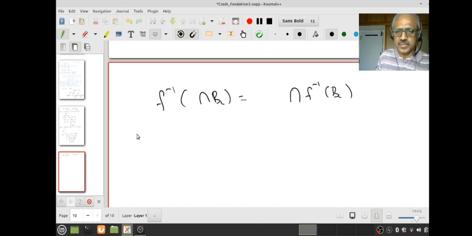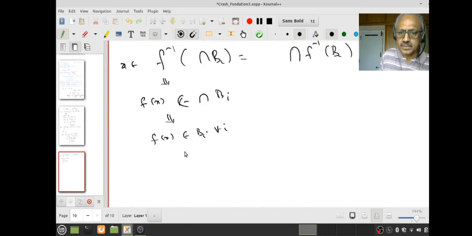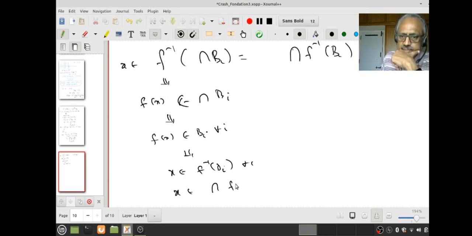Okay, again the same thing. Let x belong to this. That implies f(x) belongs to the intersection of Bi. This implies f(x) belongs to Bi for all i, right? This implies x belongs to f inverse of Bi for all i. f(x) belongs to Bi if and only if x belongs to f inverse of Bi. These are all if and only if, but I am writing it only one way. So this means x belongs to the intersection of f inverse of Bi.